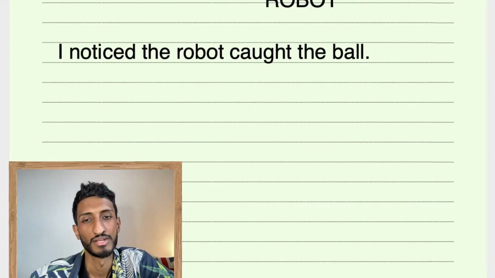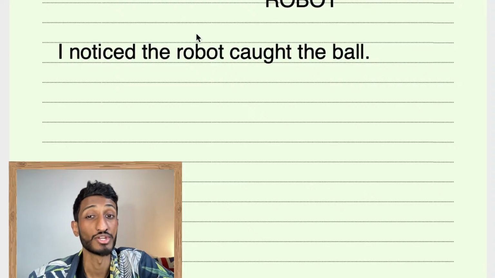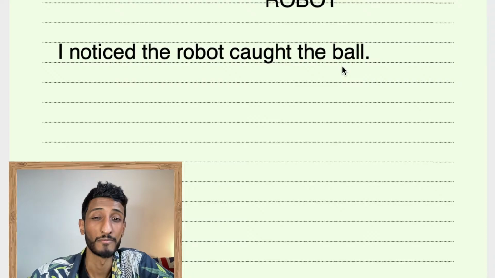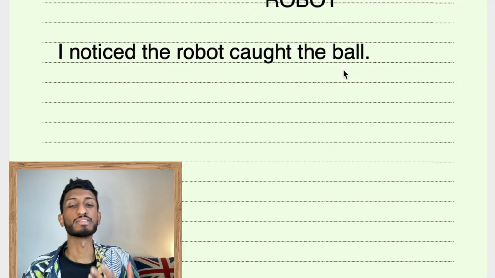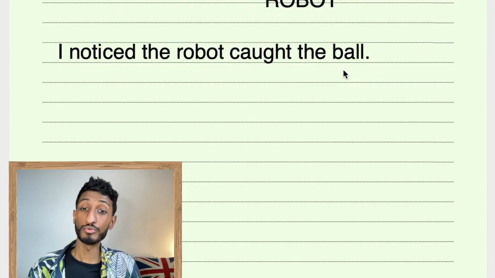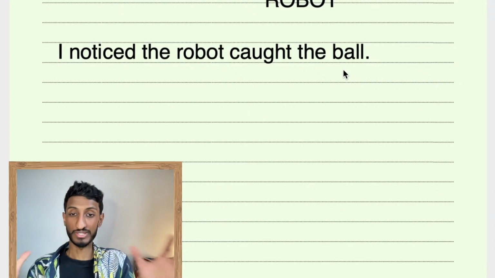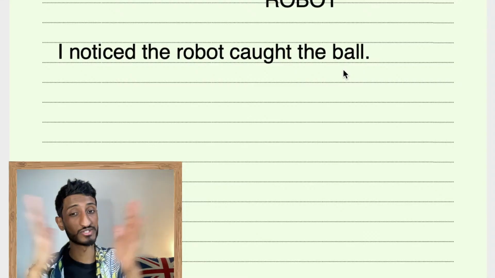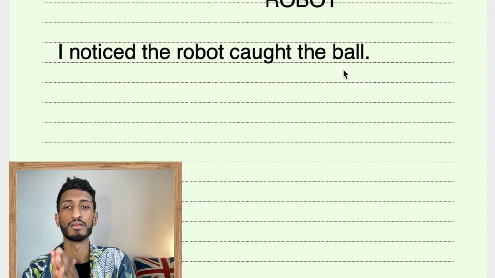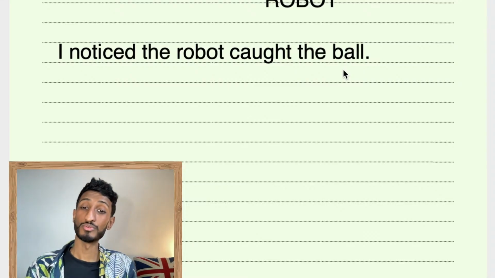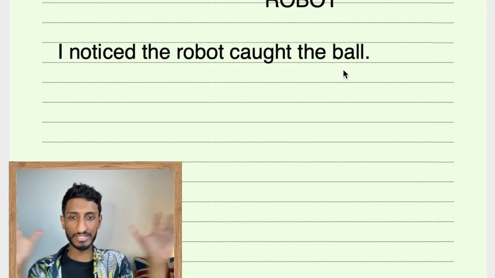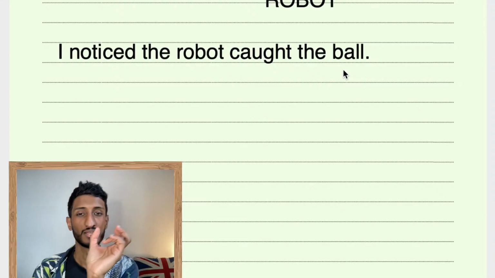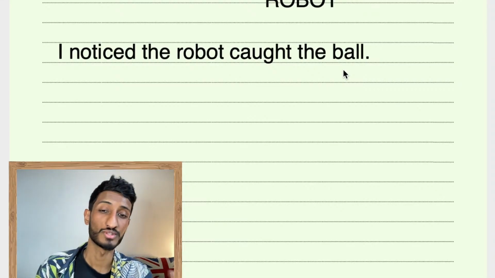Okay, so in the British accent, this is: I noticed the robot caught the ball. At normal speed, this is: I noticed the robot caught the ball. I'll say that one more time, but notice how I still elongate the vowel sound for caught, right? I noticed the robot caught the ball. I'm saying the sentence quickly, but you see how I'm making the caught longer. I noticed the robot caught the ball.